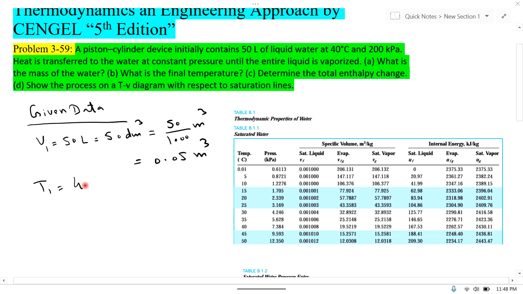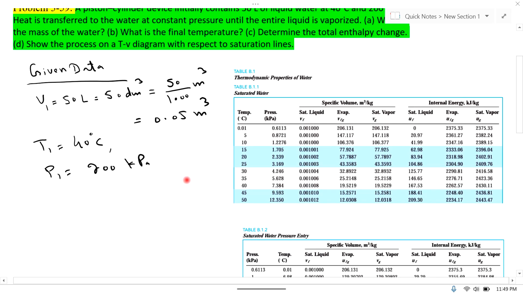Initially volume is 0.05 at 40 degrees centigrade and 200 kilopascal. T1 is equal to 40 degrees centigrade and P1 is equal to 200 kilopascal. Heat is transferred to the water at constant pressure until the entire liquid is vaporized. Process is a constant pressure process, and process pressure is equal to constant. It means that P1 is equal to P2 is equal to P is equal to 200 kilopascal.